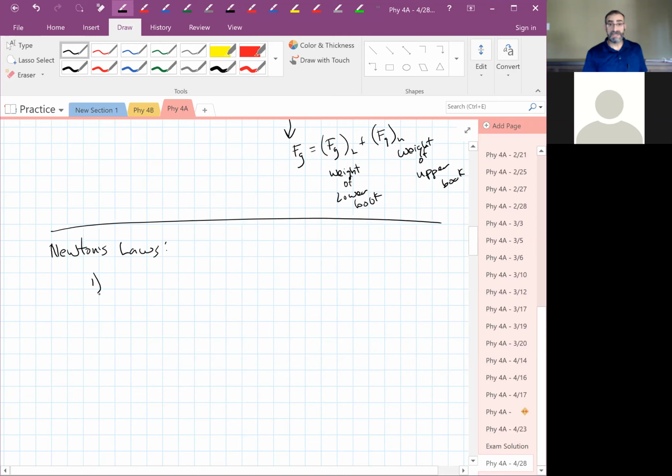The first of Newton's laws is actually not Newton's idea, it's Galileo's idea. Galileo died the year Newton was born, so they lived in that same time frame. Galileo came up with this idea about inertia. So the first law is inertia.